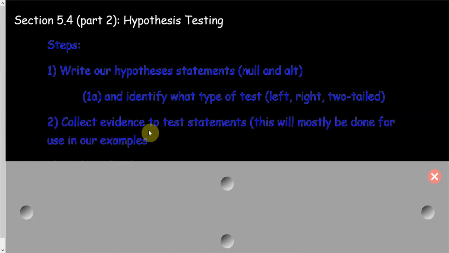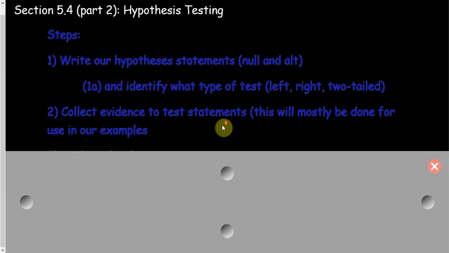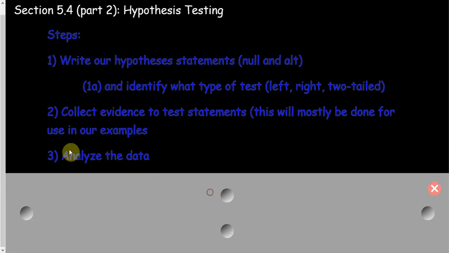Second step is we're going to collect evidence. If we were real statisticians doing real stats, we would have these statements and then we'd go out and set up an experiment where we have to collect data, do surveys, or go monitor something or go measure something. This is going to mostly be done for us in our examples. We're going to pretend like we did the collecting of data. And then the most important step is the analyzing of the data, which actually isn't that hard. All we're going to do is put things on a number line or on a distribution, and that'll make the decisions for us.